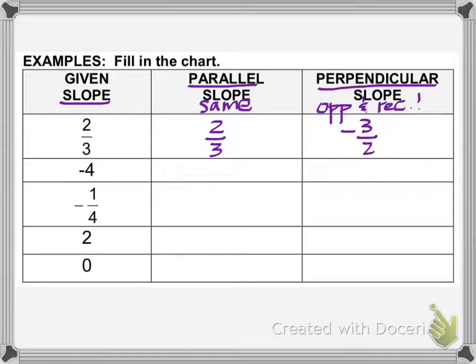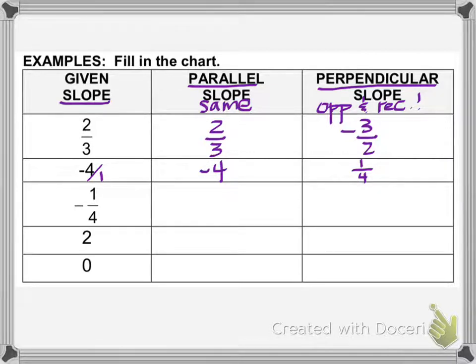All right, let's look at a given slope of -4. So for a parallel slope, it would be the same. For a perpendicular slope, I would want to change its sign, so now it's going to be positive, and I want to flip it. Now since it's not already a fraction, remember I can always put it over 1 to make it a fraction. Now I have some numbers to flip, so I'm going to have a 1 on the top and a 4 on the bottom. So that's the perpendicular slope. I changed the sign and I flipped it.